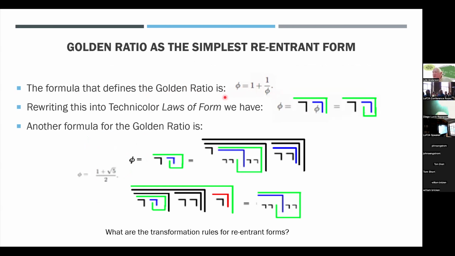So if we translate it into the Technicolor laws of form, we've got phi equals a green cross 1, and this is an additive space, so it's over the division space, and we put phi in there, and we get the reentry diagram. Now, phi is also equal to 1 plus the square root of 5 over 2, and we'll show you the square root of 5 in the next thing.